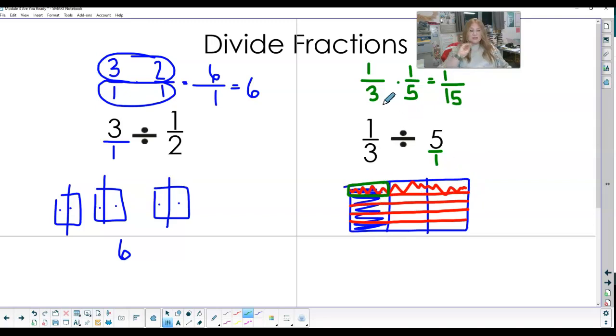So we're just going to copy, dot, flop, use the multiplicative reciprocal to divide, because multiplying is much easier than dividing fractions. We just want to flip those and use the reciprocal to multiply our fractions. So go ahead and do your Module 3, Are You Ready?